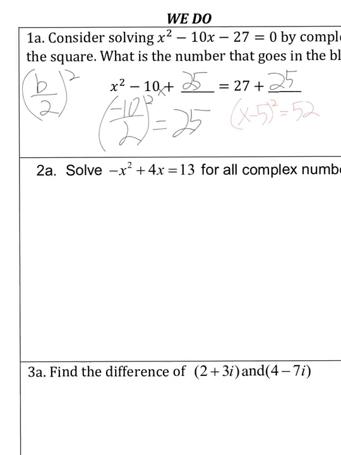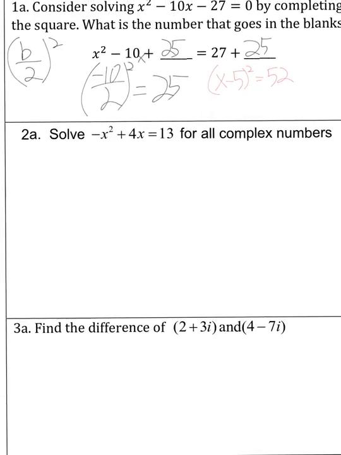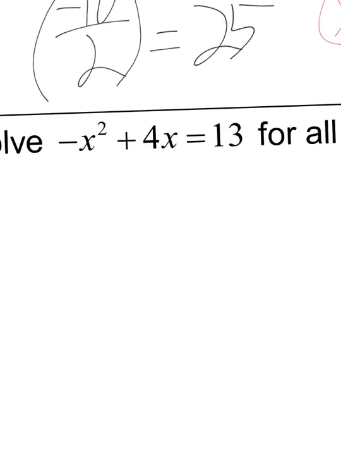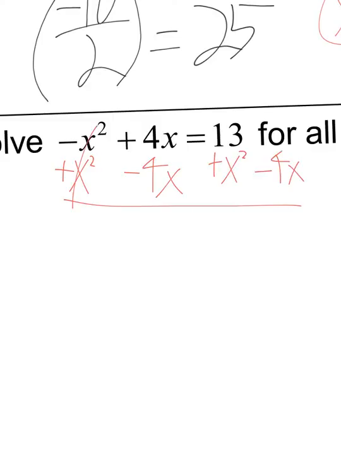So yeah, 2a. Solve this for all complex numbers. Anytime it says complex numbers, it means you're going to have an i there, an imaginary solution. So let's see what's going on here. I have a negative x squared here. I don't like having a negative x squared, and not everything's on one side. So instead of minusing 13 over here, I'm actually going to add x squared over there, and then minus 4x over there. It's always easier when your x squared is positive. So I'm going to have x squared minus 4x, and it was a positive 13, so plus 13 equals 0.